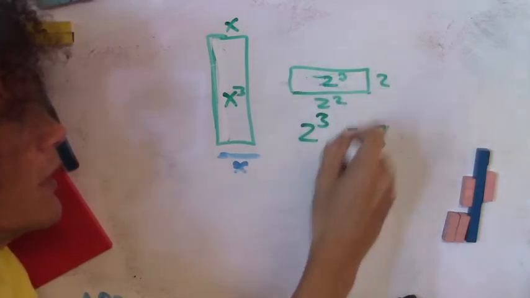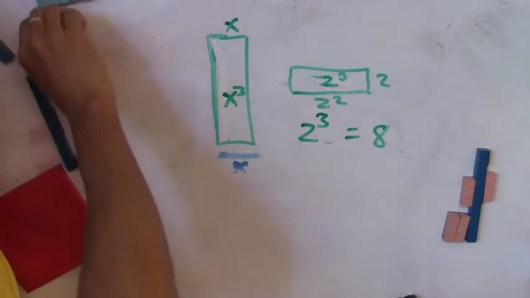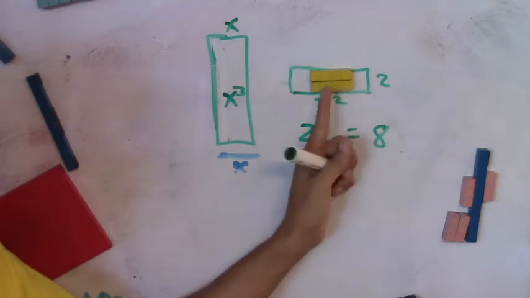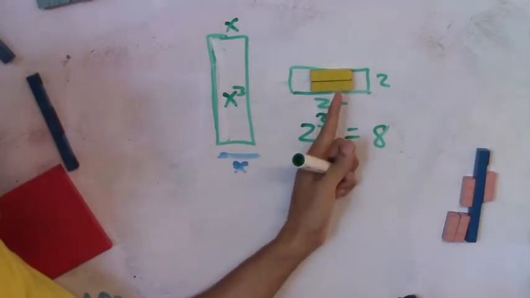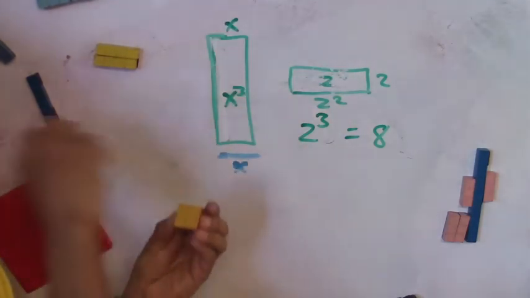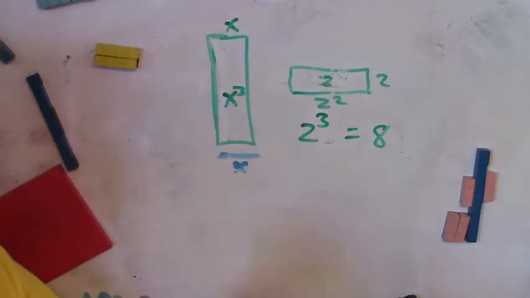2 to the third. Now watch. I'm going to make it. Do you see it? There's my 2 squared. By 2, that gives me 8. Now, I could just as easily pile them up and say that it's 2 times 2 times 2. What shape is this, if I do that?